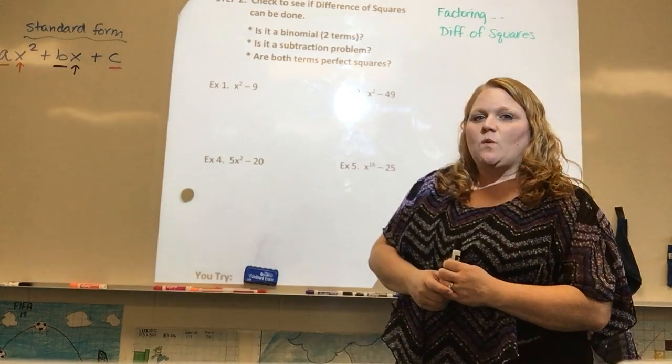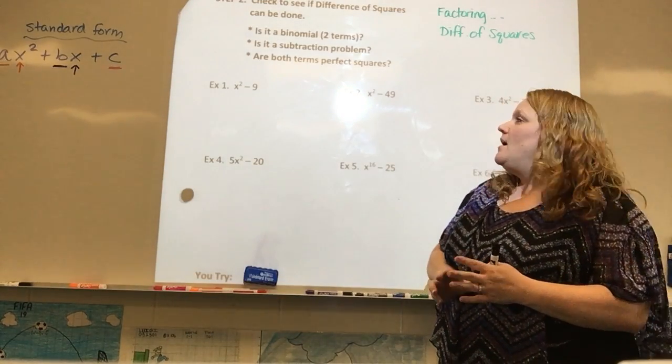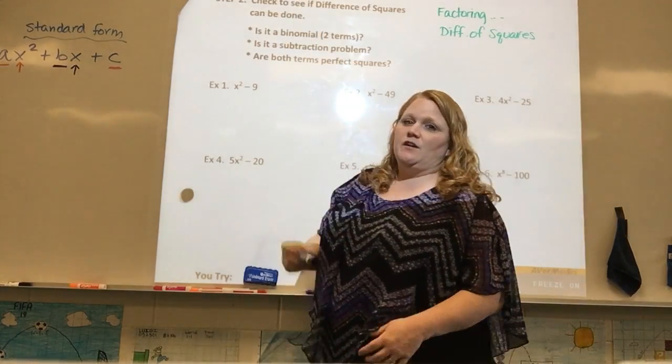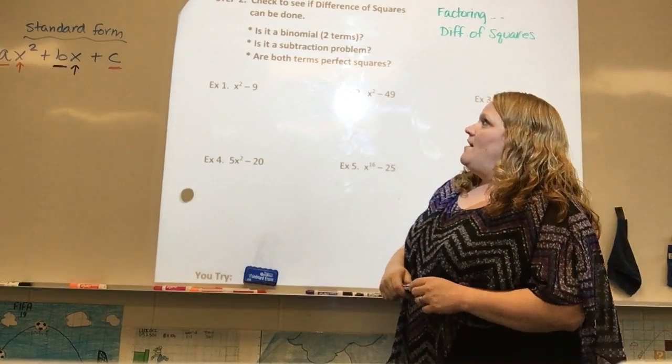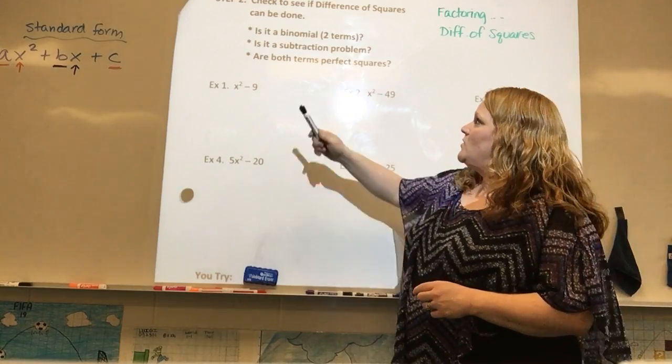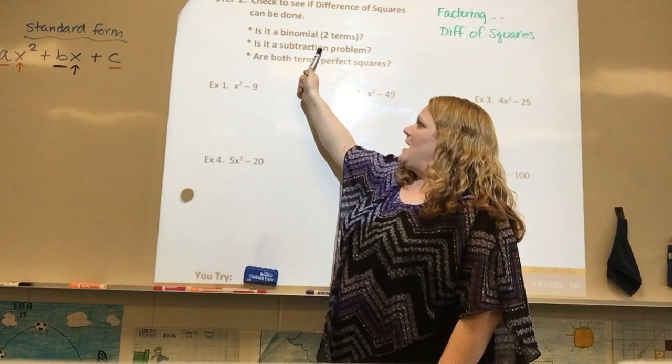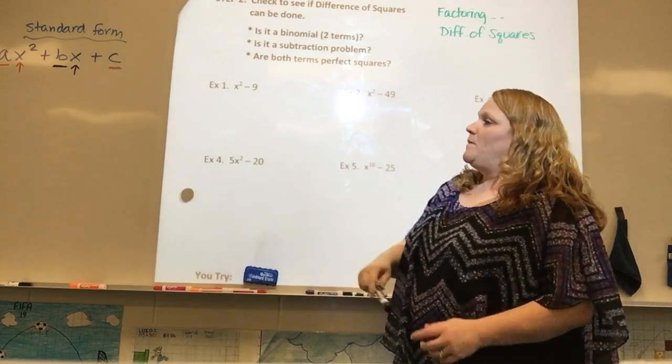So with difference of squares, this is another type of factoring. The first thing you want to do is check to see if there's a greatest common factor. If there is, you want to do that first. Then, in order to use difference of squares, you have to see, is it a binomial, which means it has two terms? Is it a subtraction problem? And are both terms perfect squares?